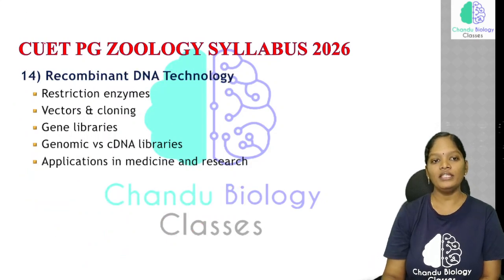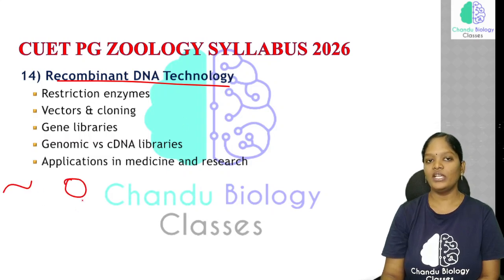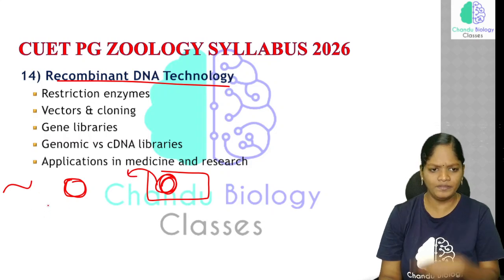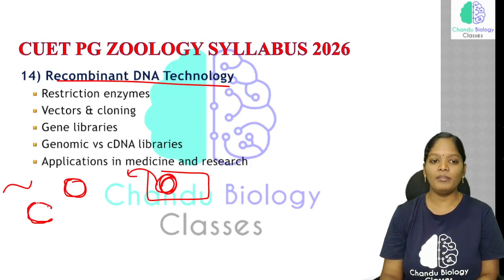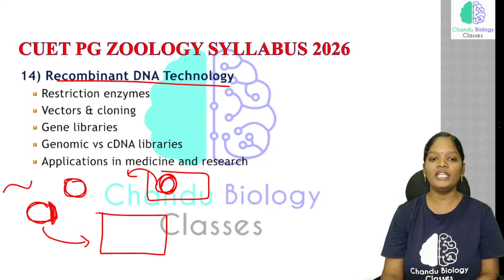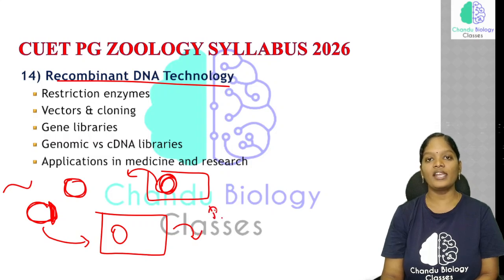Okay, so the 14th unit will be recombinant DNA technology. In recombinant DNA technology, first we have a donor, and we have a recipient, and that recipient is a plasmid taken from E. coli. We have to cut this plasmid with the help of restriction endonuclease, and we have to ligate the donor DNA with the help of DNA ligase. Once again this recombinant plasmid will be entered into the E. coli, and every 20 minutes this E. coli is going to reproduce. As a result, we get our target product.